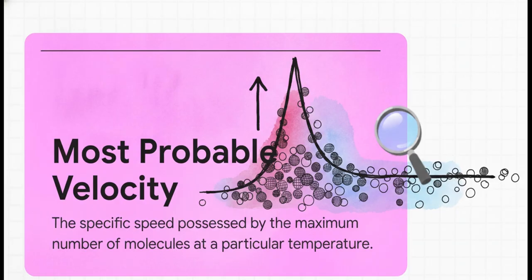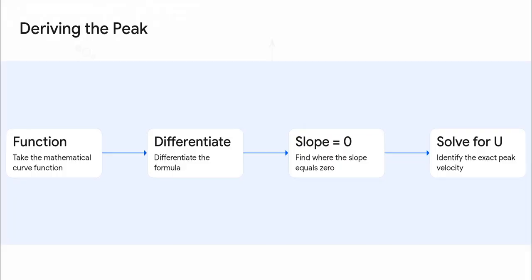Think of it like this. If you were to reach into our invisible gas blindfolded and pull out just one single molecule, this is the speed it's most likely to be traveling. It's the very tip, the absolute highest point of our entire speed curve. So how do we actually find it?